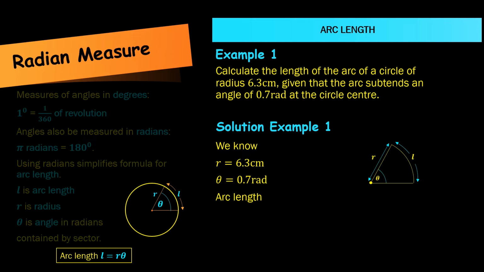So the arc length L, which is equal to R times theta, is equal to 6.3, which is the radius, multiplied by 0.7, which is the angle theta. Giving us that the arc length is equal to 4.41 centimeters.